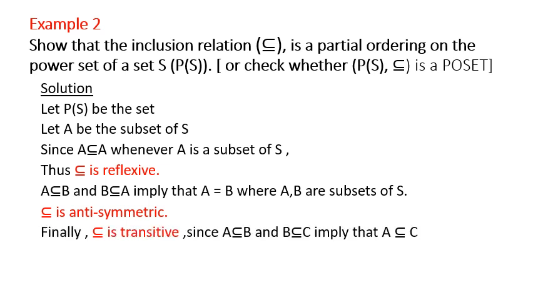Now finally, inclusion is transitive. Why? Because if A is a subset of B and B is a subset of C, then we can show that A is a subset of C. There are many examples you can show here. It's very simple, and this is also elementary set theory. So we can say that the power set together with the inclusion relation is a poset.